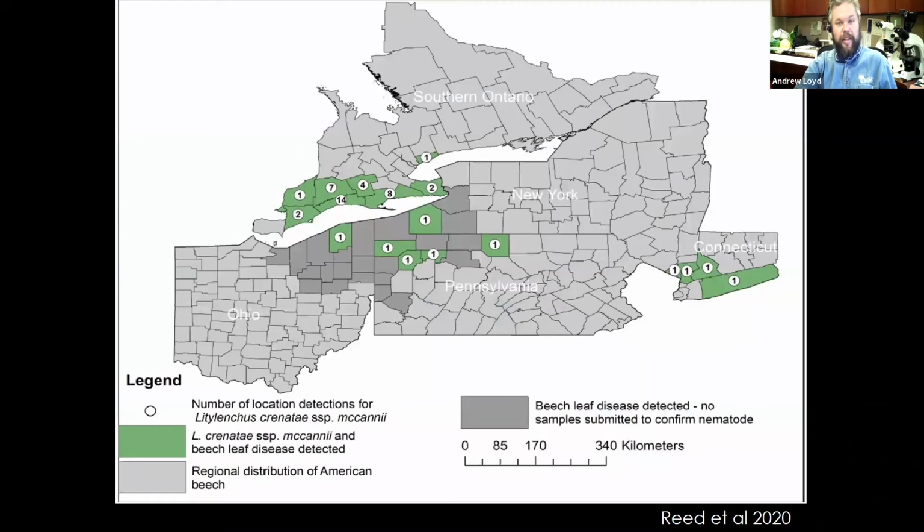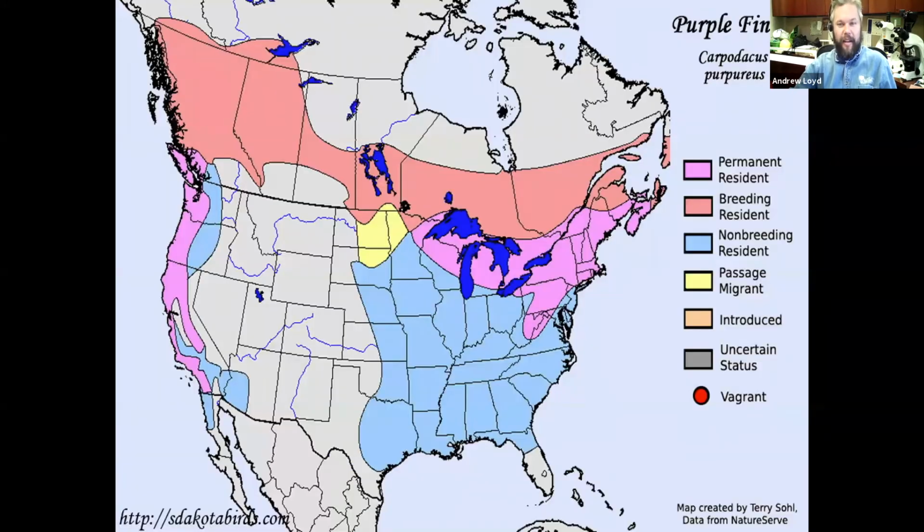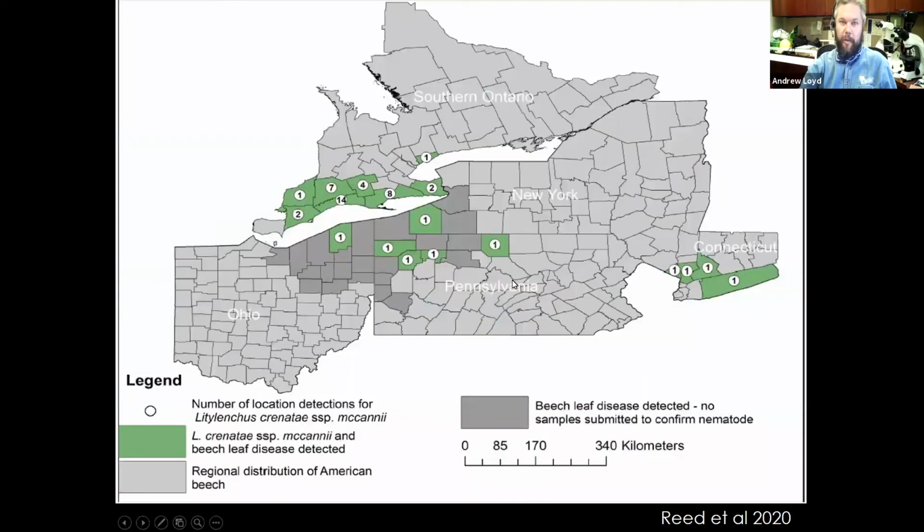So again, here's the range of where we know beech leaf disease is, and if we look at this map again, we have northeastern Ohio, where it started, all the way over to New York, Connecticut, Massachusetts, and then into Canada, and that distribution of the purple finch lines up quite well. What we also don't know about is, we're seeing this thing, it's being reported in new places constantly.